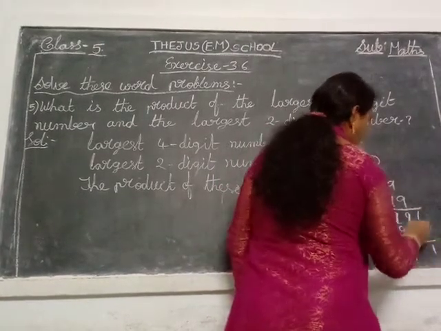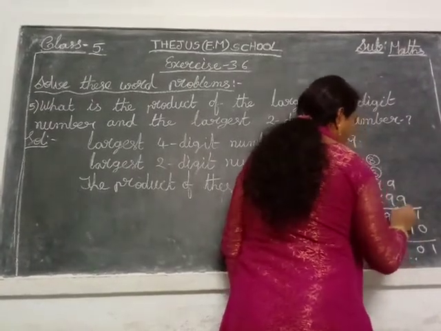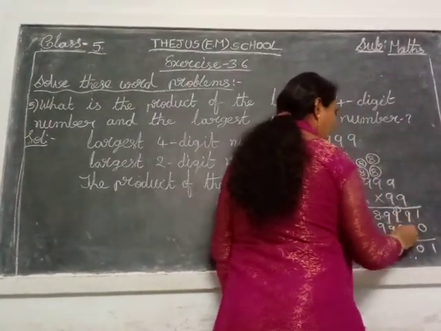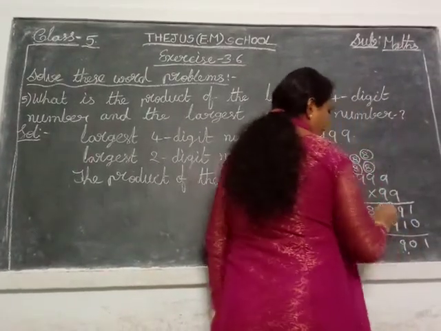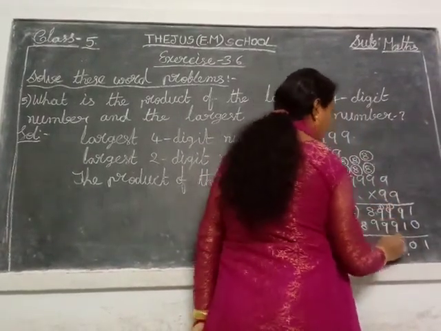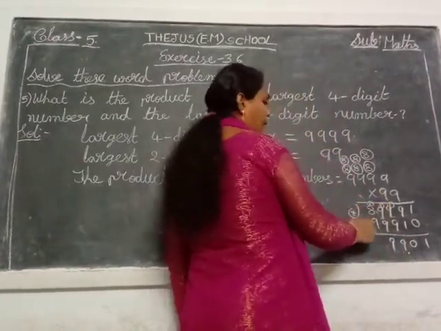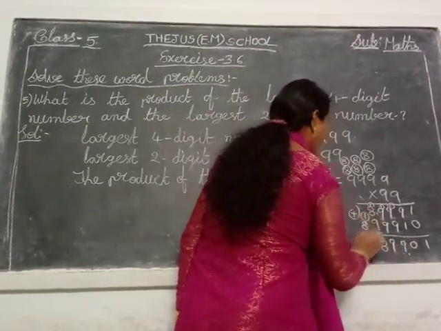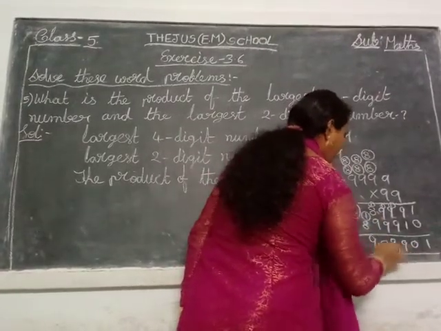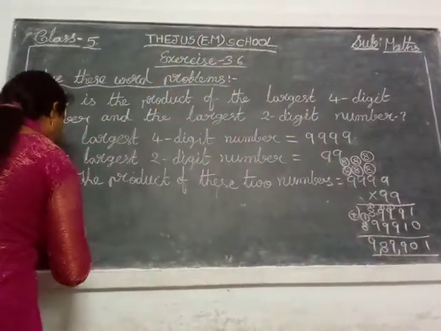1 plus 0, 1. 9 plus 1, 10. 0 and 1. 1 plus 9, 10. 10 plus 9, 19. 9 and 1. Again 9 plus 1, 10. 10 plus 9, 19. 9, 1. 1 plus 8, 9. 9 plus 9, 2 nines are 18. 8 plus 1, 9. So here the answer is 9,89,901.